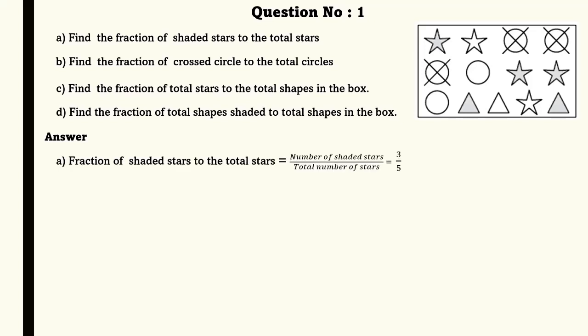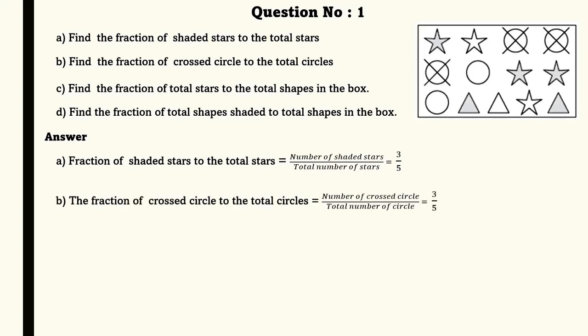A. Fraction of shaded stars to total stars is equal to 3 by 5. There are 3 stars shaded and 5 total stars. So, thus 3 by 5. B. The fraction of crossed circles to the total circles: the number of crossed circles is 3 and the total number of circles is 5. So, hence 3 by 5.